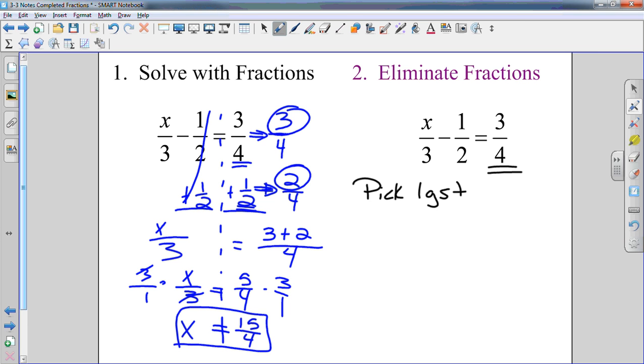So in this case, 4. And write out all the multiples for 4. 4, 8, 12, 16, 20, 24, right? You can keep going. But those are all of them, right?